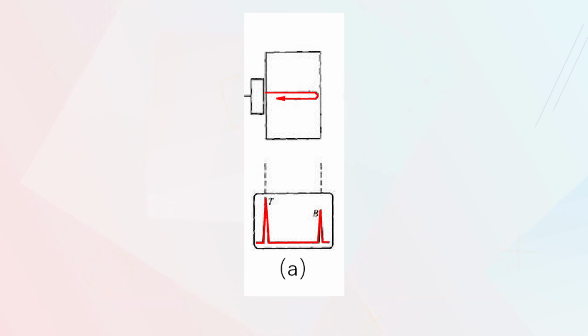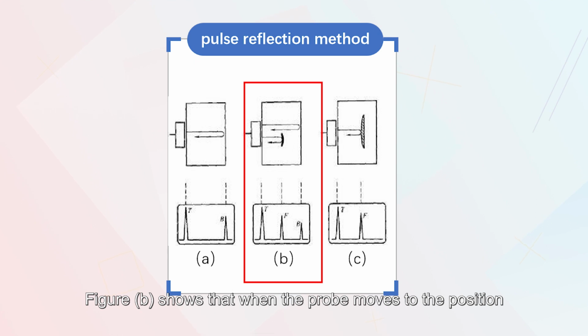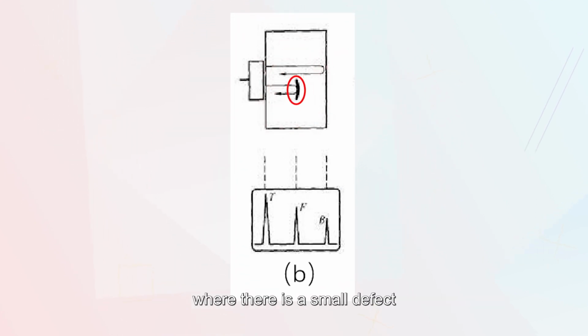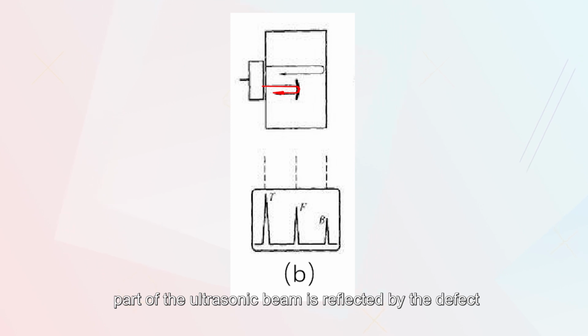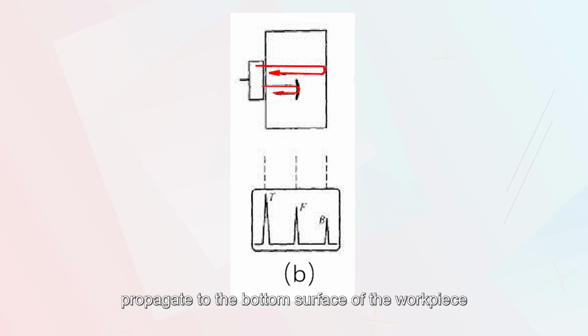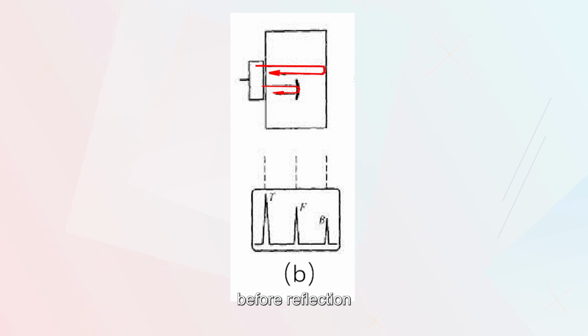Figure B shows that when the probe moves to the position where there is a small defect, part of the ultrasonic beam is reflected by the defect, and the other part of the ultrasonic beam continues to propagate to the bottom surface of the workpiece before reflection. Therefore, a defect wave between the start wave T and the bottom wave B appears on the instrument's oscillograph screen.